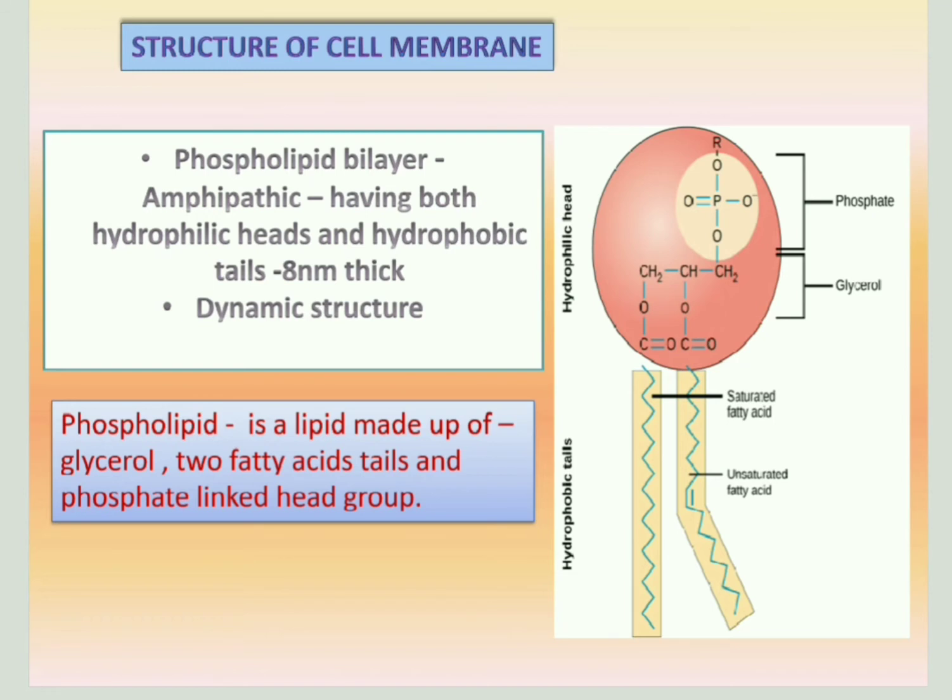So it is a lipid made up of glycerol, having two fatty acids, this saturated fatty acid as you can see in this diagram, and the unsaturated fatty acid, and the phosphate linked head group you can see here in the head of this diagram. The phosphate and glycerol are attached and the two fatty acid chains are attached to it. The hydrophilic head will be inside, and the hydrophobic tail will be outside.